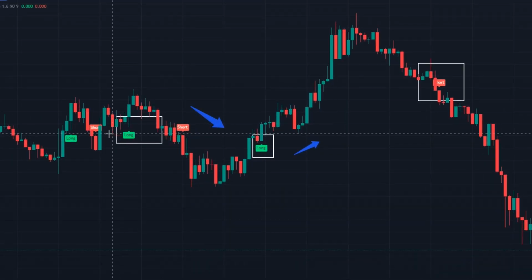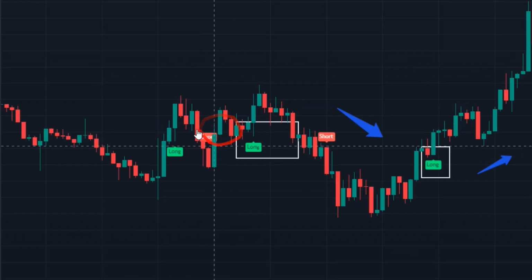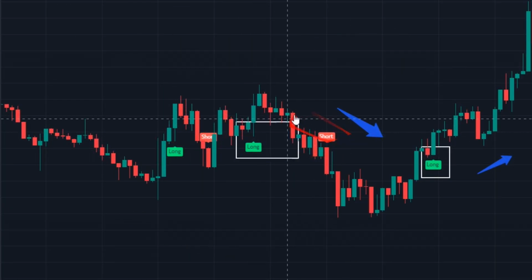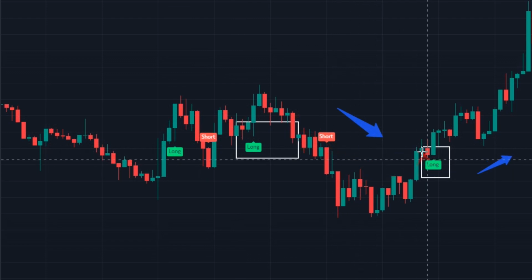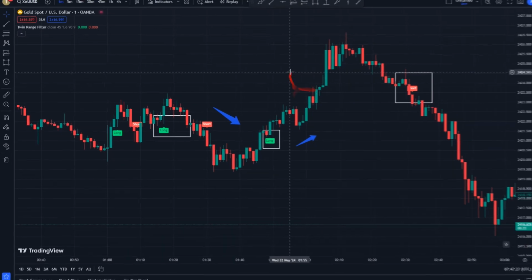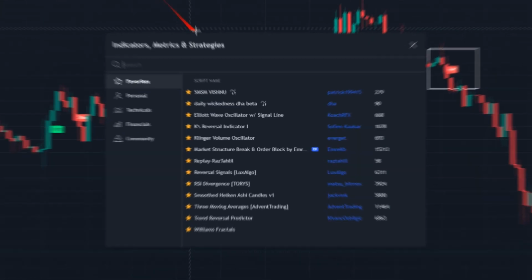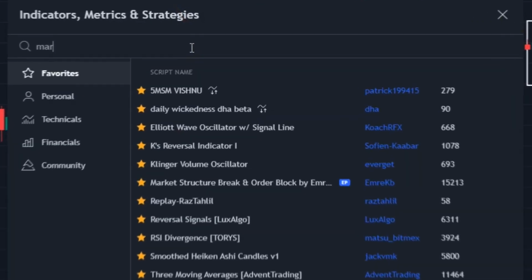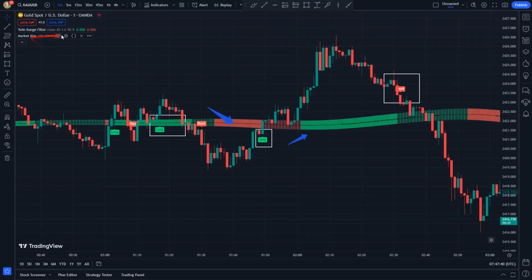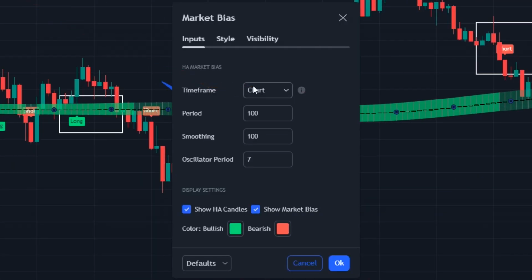However, I must remind you that although the twin range indicator is very good, no indicator is perfect and each has its flaws. Therefore, we need to add a second indicator to our chart to reduce our mistakes. Go to the indicator tab and search for market bias. Choose this one among all indicators to add it to your chart. After adding it, we need to go to its settings and make the necessary changes that you see.